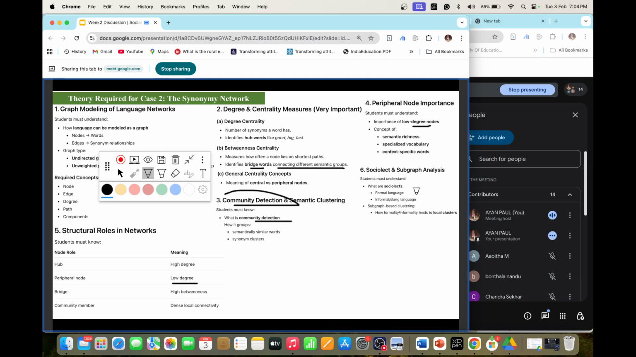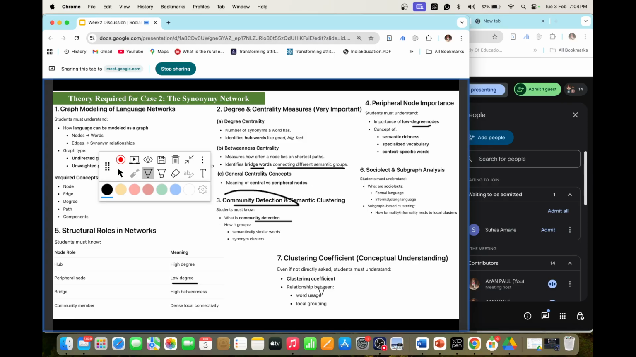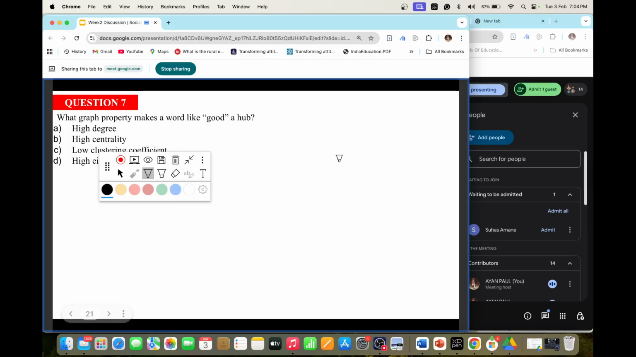Okay. So subgraph based clustering: how formality and informality lead to local clusters, right? If we are talking about formal words, we will have one cluster, and informal words will form another cluster. So this is another thing. And clustering coefficient: the relationship between word usage and local grouping. Okay, so these are the few things you should know to answer the question. So let's directly move on to the question.